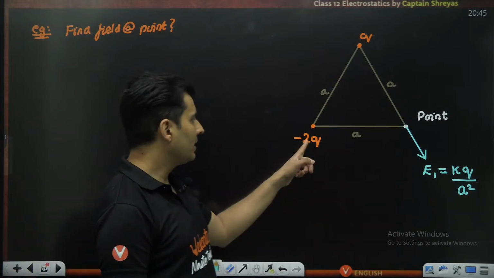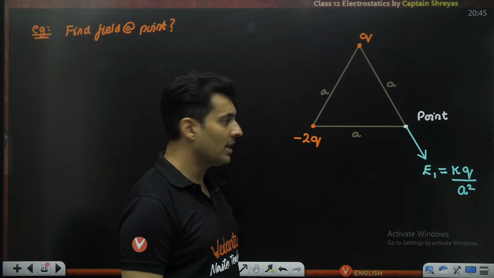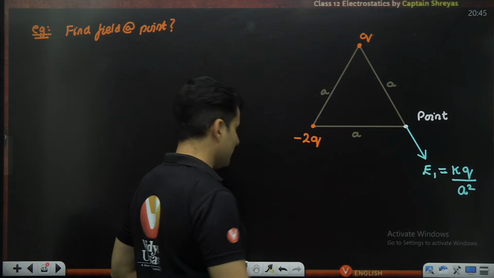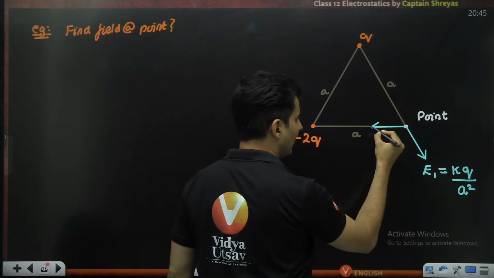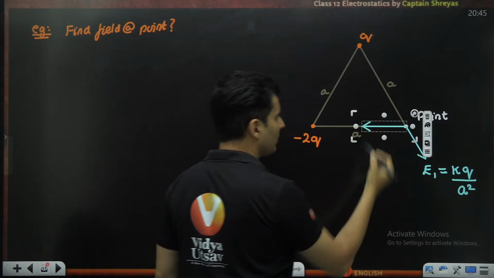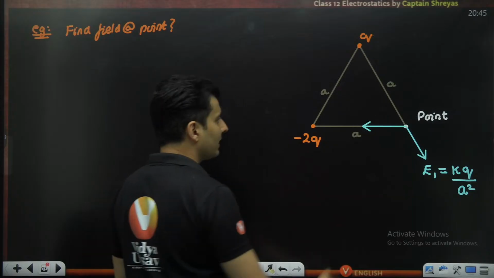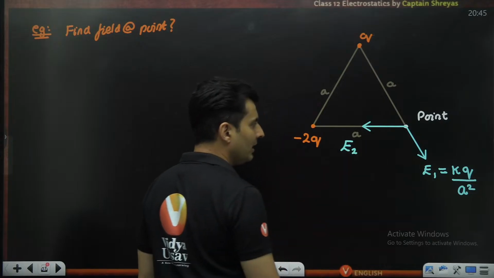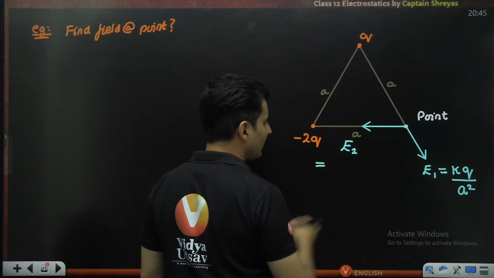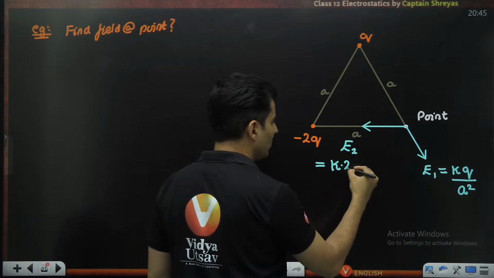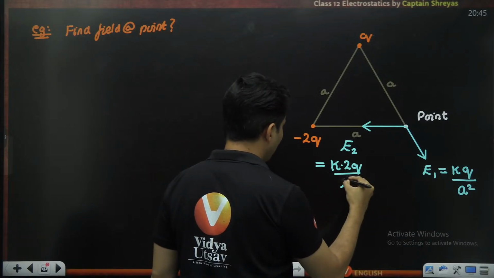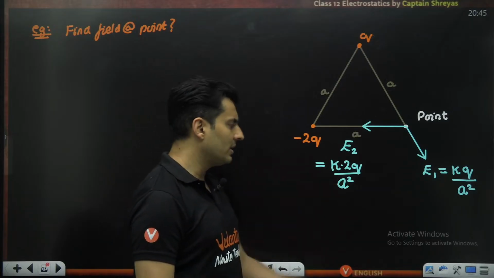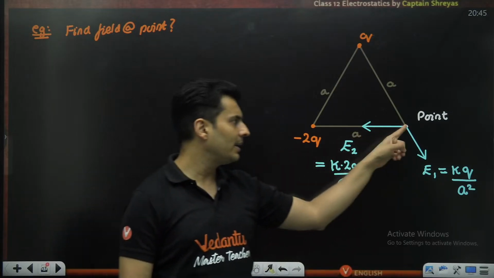Okay, let's go to this one. It's a negative charge. So at this point, if I put a positive charge, that positive charge will sense attraction. So there will be an attractive force over here, and that electric field will obviously be E2. How much will that value be? Magnitude wise, it will be K into 2Q divided by A square. Charge into Coulomb constant divided by the distance square, that is the value of the electric field.